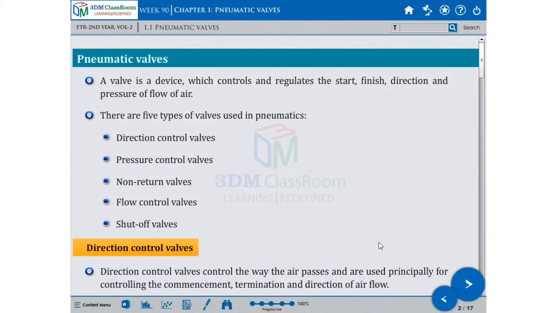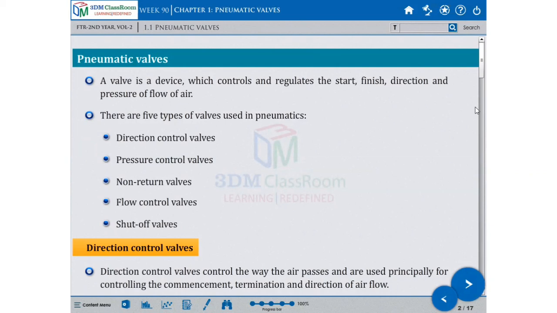Pneumatic valves are devices which control and regulate the start, finish, direction, and pressure of the flow of air. Mostly these valves are used as a device which controls and regulates the flow of air, its start, finish, direction, and pressure.